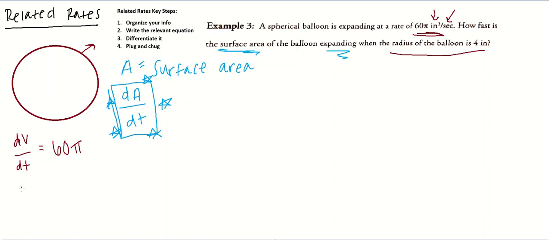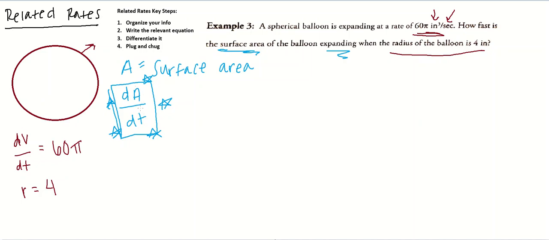So I'm going to use R to represent radius, and that is 4 inches. Okay, so we've organized all of our information. We kind of have an idea of what's going on. So now we want to write the relevant equation. So what is it? It's kind of helpful to look at your end goal when writing this. And our end goal is to figure out dA/dt.